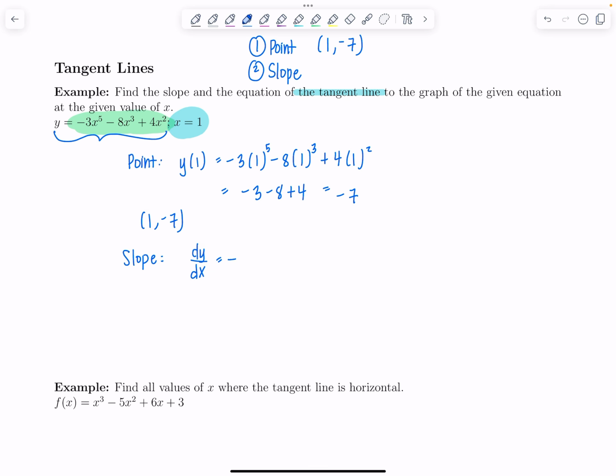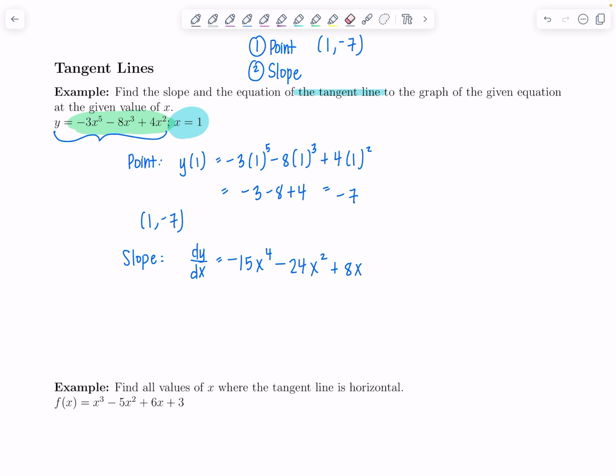Negative 3 times 5, that's negative 15x to the 4th, very good. Minus 8 times 3, that's 24x squared plus 8x. So this is not the slope you're going to use. This gives you the formula or the equation to help you find the slope of the tangent line dependent on x. You have to plug in whatever x is to actually get that number, to get m. So they told me x is equal to 1.